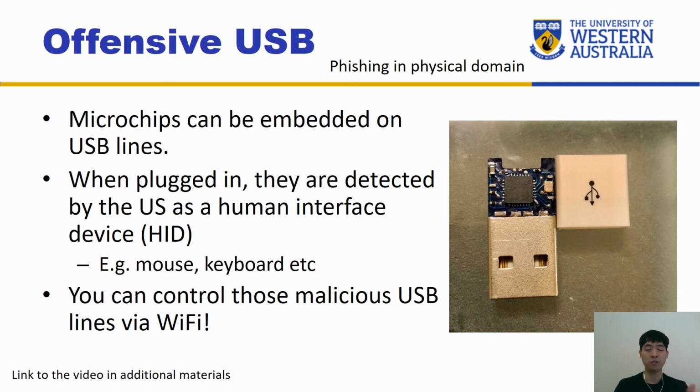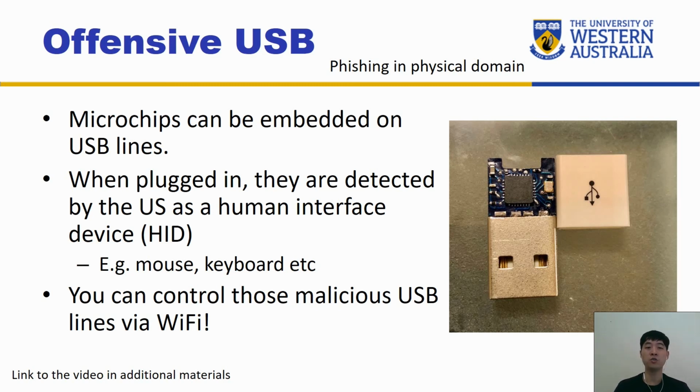Other examples of human interface devices are the mouse and keyboard, and typically because you plugged it in, the OS tends to have trust with it. There are additional layers you can add, but without anything by default, it will just be inserted and running its process.